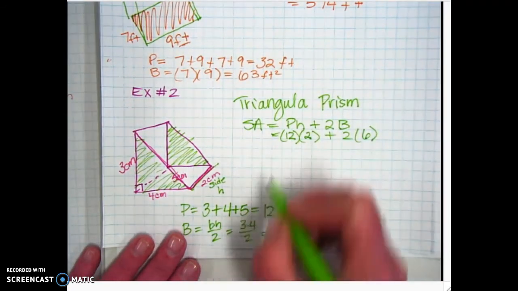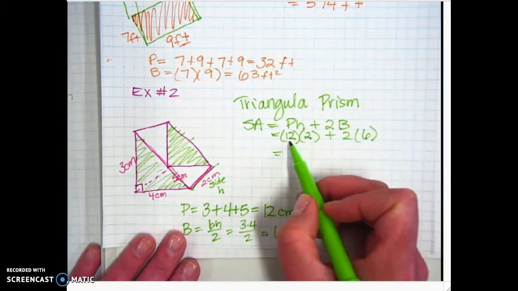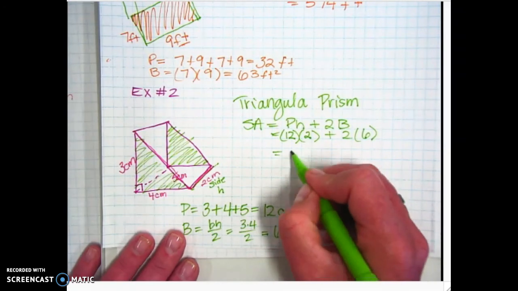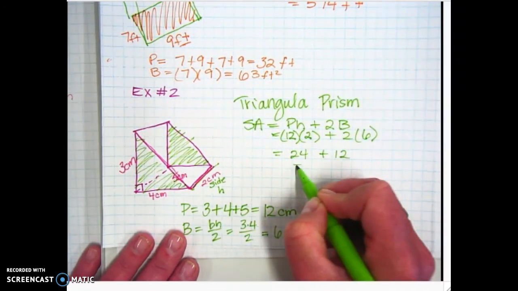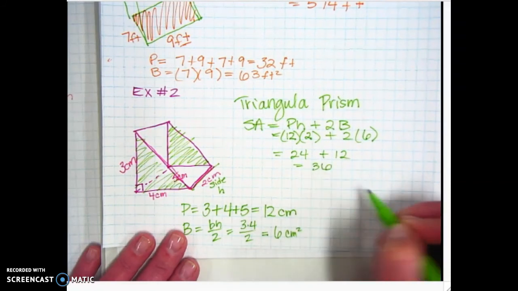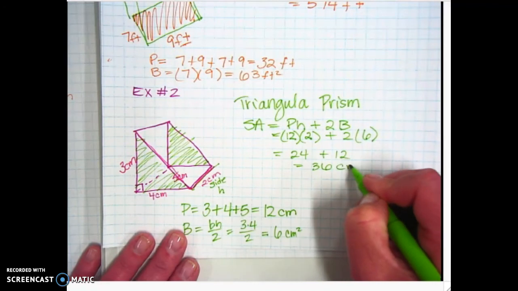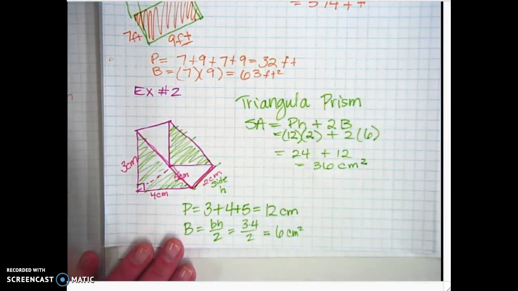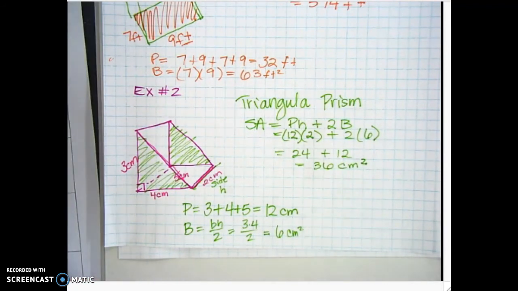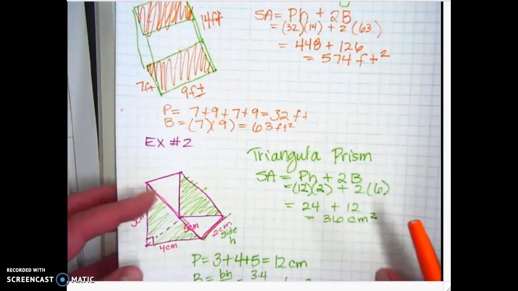Now I'm going to grab my calculator and simplify this. So 12 times 2 is obviously 24. And 2 times 6 is 12. Add them together. You should get 36. This triangular prism was measured in centimeters, so I'm going to say centimeters squared. Okay. Any questions on example number 2? All right, that's 2 surface area problems.